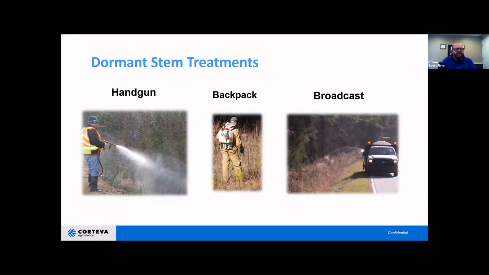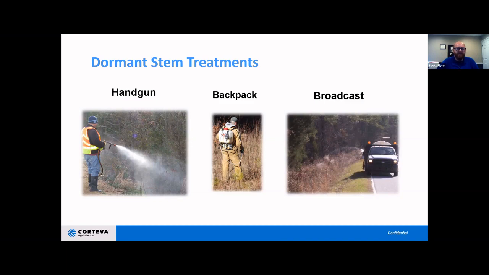So dormant stem, this is something that you might not be that familiar with. And I want to make a distinction here, but dormant stem applications are targeting stems when we have plants that the leaves have dropped, so trees that the leaves have dropped, or up until the time when those leaves are just starting to expand. So we're pretty much talking about treating a naked tree here when it comes to dormant stem applications.